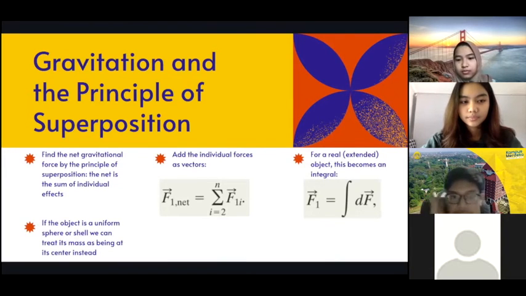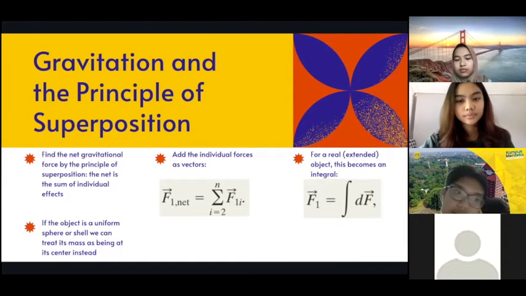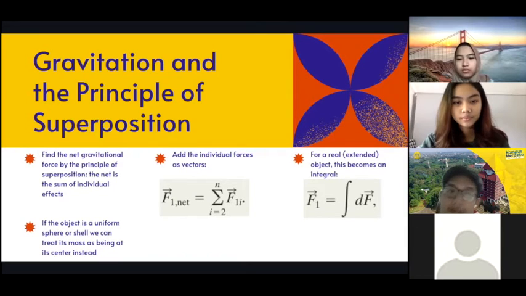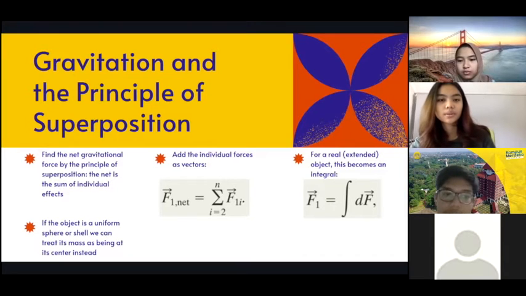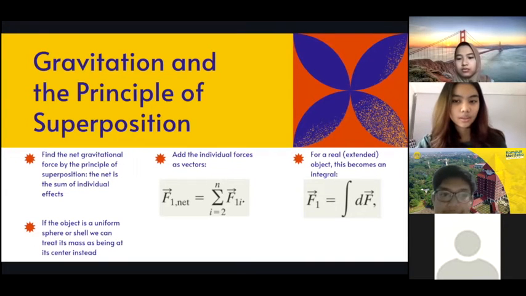Okay, so now it's time to talk about gravitation and the principle of superposition. First of all, we find the net gravitational force by the principle of superposition. The net force is the sum of individual effects. We add the individual forces as vectors, and for a real extended object, this becomes an integral. If the object is a uniform sphere or shell, we can treat its mass as being at its center instead. Next.